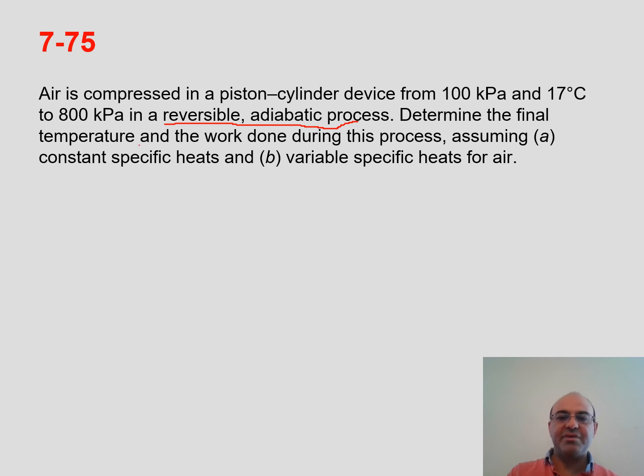Determine the final temperature and the work done during this process, assuming constant specific heats and variable specific heats for air. So based on two different assumptions. First, assume that specific heats are constant, find the temperature and the work done. Then assume that specific heats are variable and then find the temperature and the work done. So in B, we get a better estimate. It's more accurate than A.